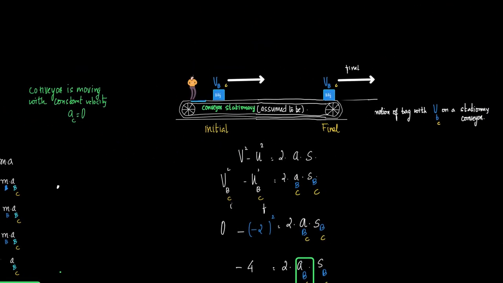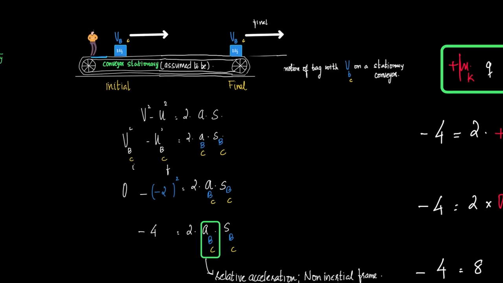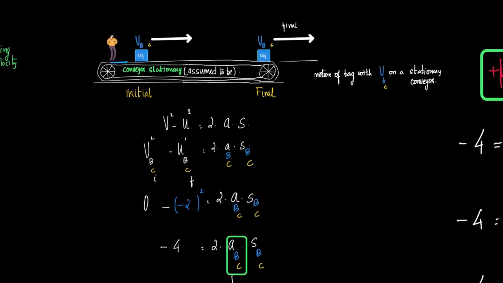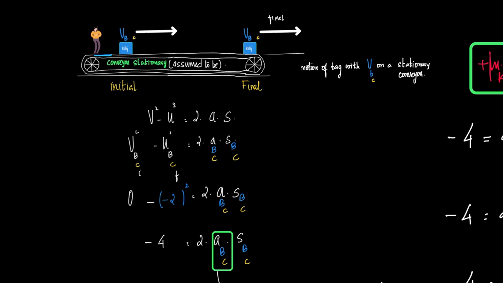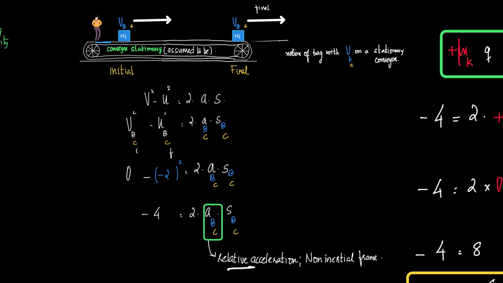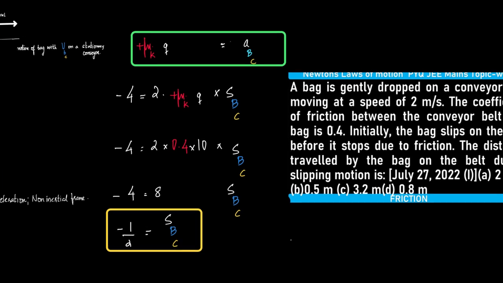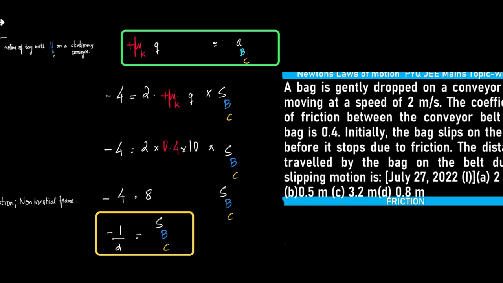And if we apply equations of motion here, this is where we stopped sometime earlier, right? We were trying to derive the relative acceleration. Now we have got the relative acceleration, so you can substitute the formula here, and when you substitute it, what you get? Minus 4 is equal to 2 into mu k into g. Mu k is 0.4, so it is minus 4 is equal to 8 into SBC. So displacement of bag with respect to conveyor is minus half, or otherwise minus 0.5.